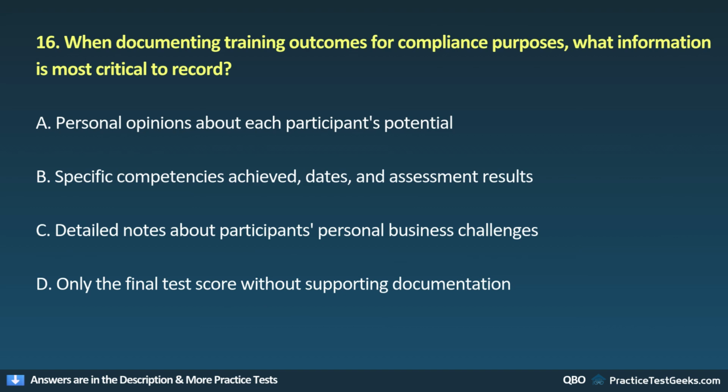16. When documenting training outcomes for compliance purposes, what information is most critical to record? A. Personal opinions about each participant's potential. B. Specific competencies achieved, dates, and assessment results. C. Detailed notes about participants' personal business challenges. D. Only the final test score without supporting documentation.